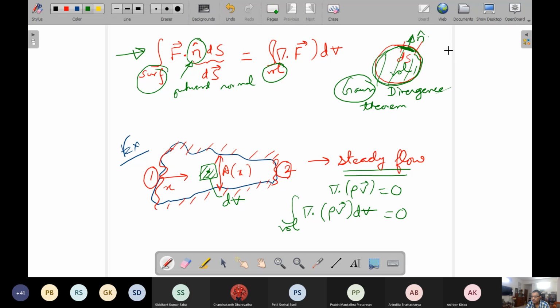Some of you may immediately jump in and say that whatever is written here is not correct: volume will be a triple integral, surface will be a double integral, etc. You have to keep in mind that these are symbolic integrals of volume and surface. Whether it is double, triple, or whatever depends on the coordinate system being used.